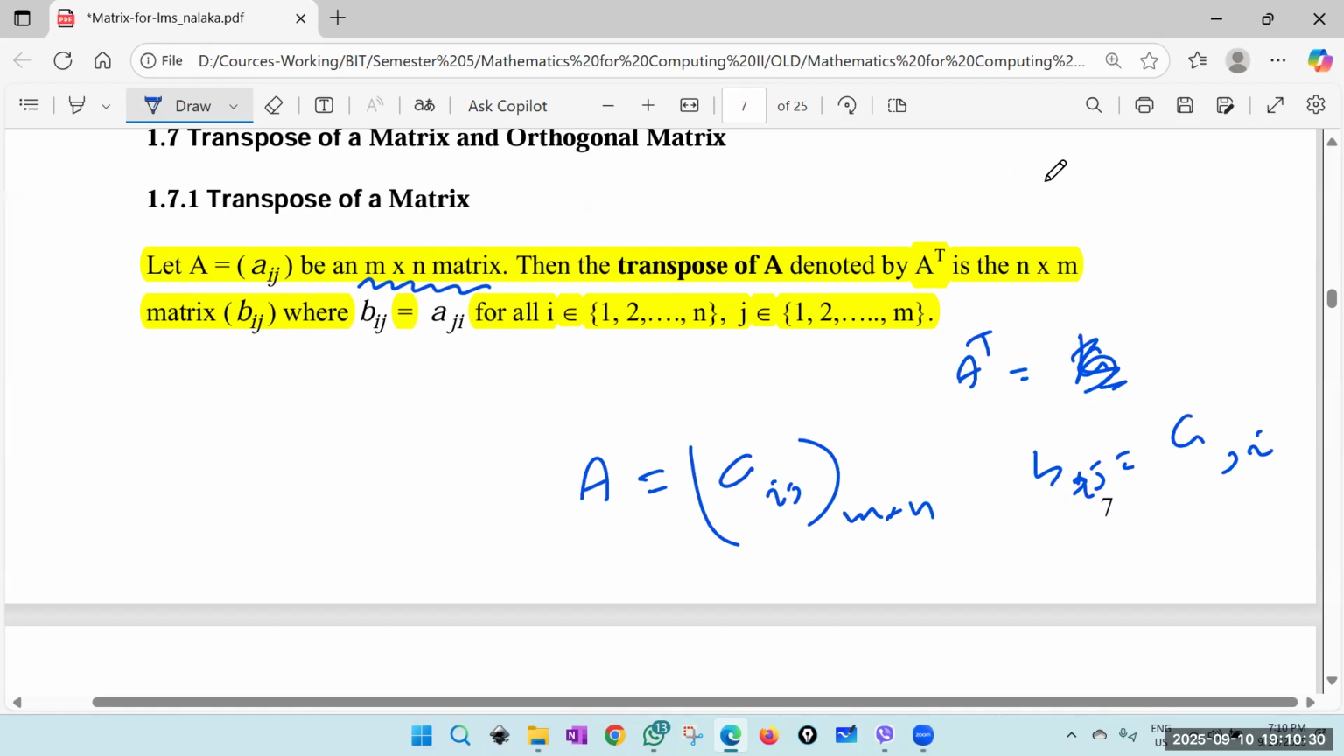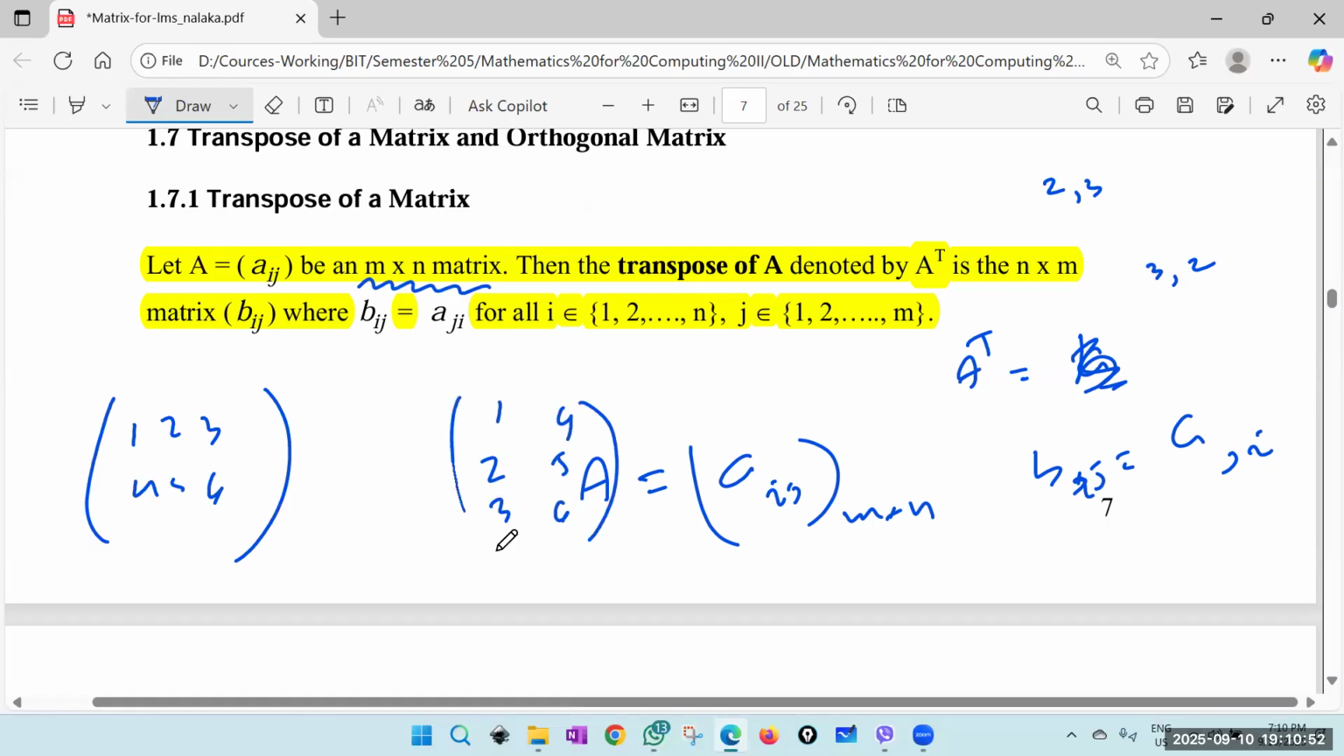And for example, your 2, 3 item will become the 3, 2 item. But the 1, 1, 2, 2, 3, 3, 4, 4 items will be the same. Right? So that is the abstract explanation. But by looking at it, you can do it also. 1, 2, 3, 4, 5, 6, its transpose will be 1, 2, 3, 4, 5, 6.